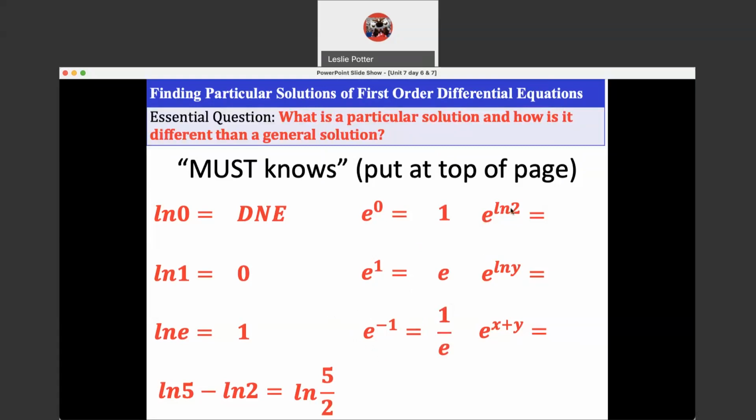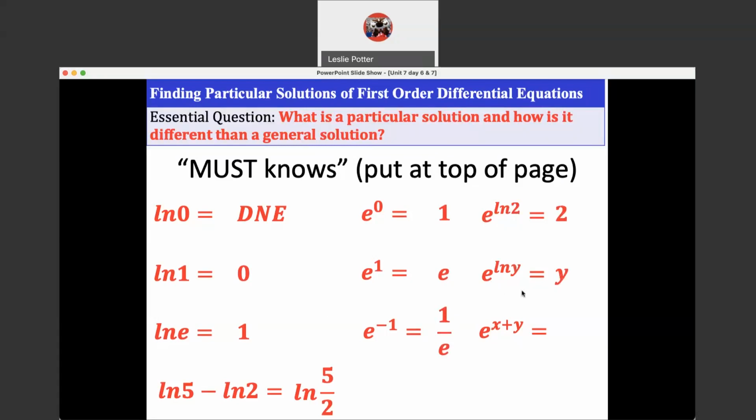Okay, e to the natural log of 2. This is an identity. e to the natural log of 2 allows us to bring this down in front and call it 2, because e to the natural log by definition is an identity. So this is just the value that you see here. So e to the natural log of y then is just y.